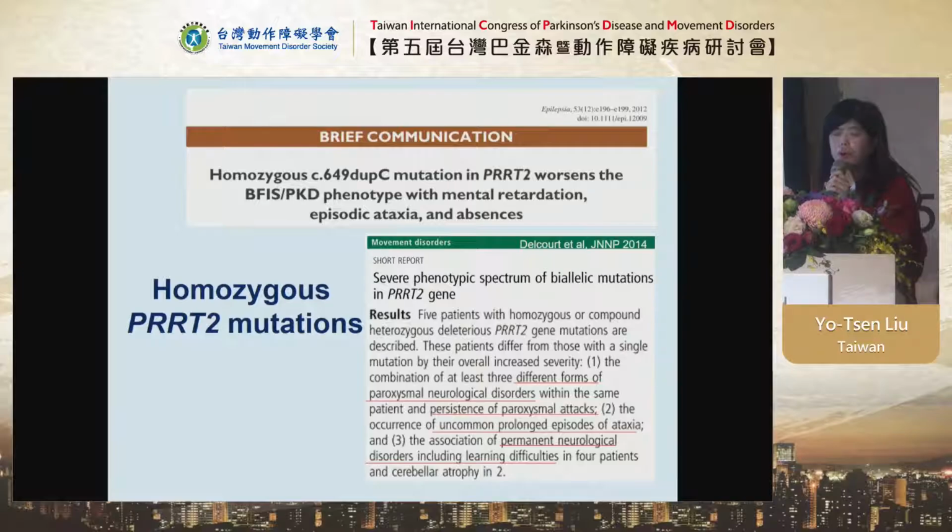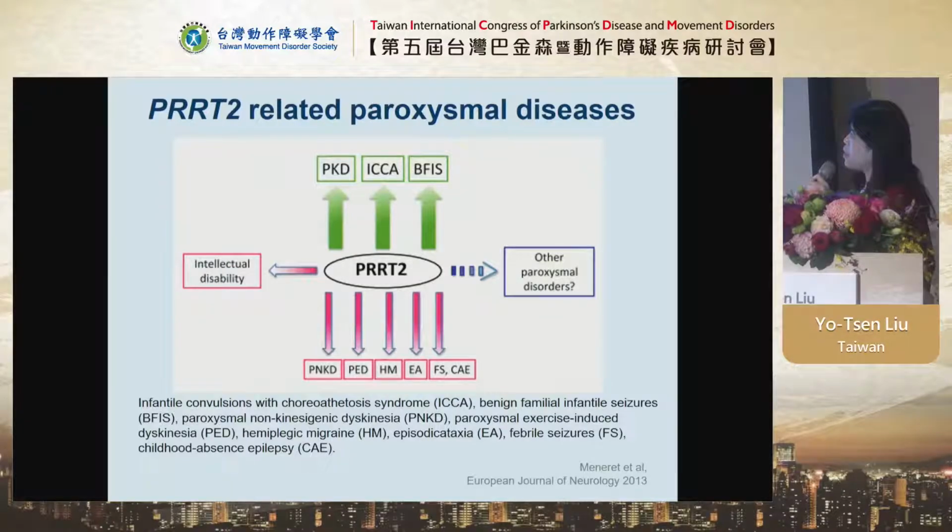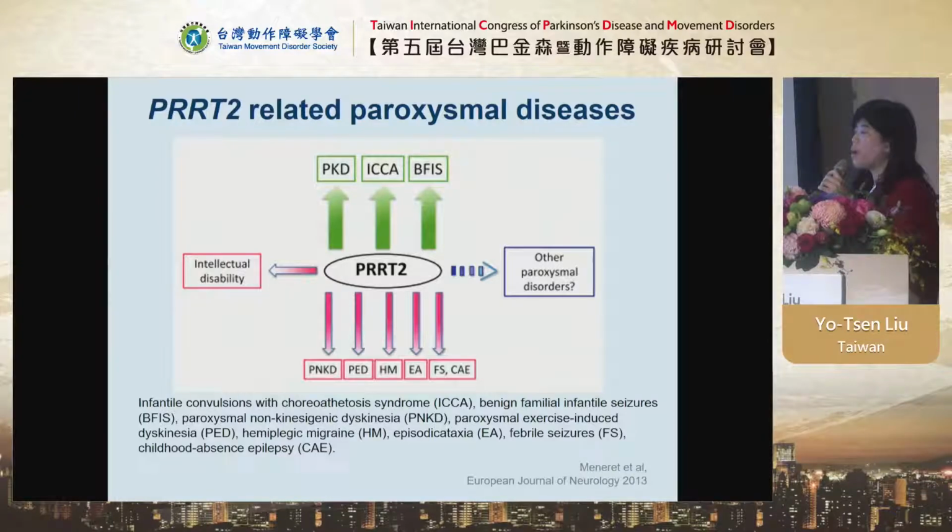But when it comes to homozygous mutation, the phenotype will be much more severe. In addition to PKD, the patient will be complicated by mental retardation, episodic ataxia, or severe epilepsy syndrome. So now we call PRRT2 related to a wider spectrum of paroxysmal disorders. PKD is the most common clinical phenotype, but there are also other paroxysmal movement disorders, hemiplegic migraine, episodic ataxia, or seizure disorder.